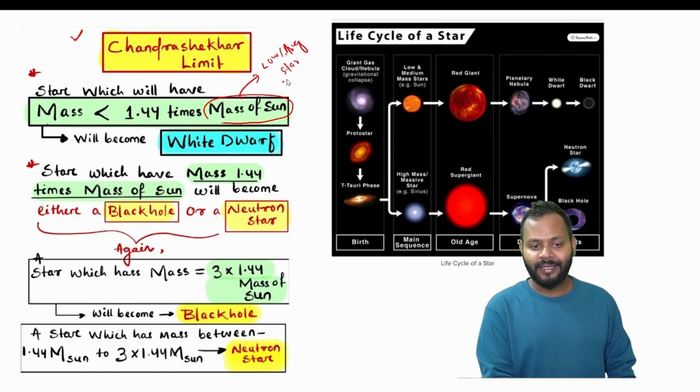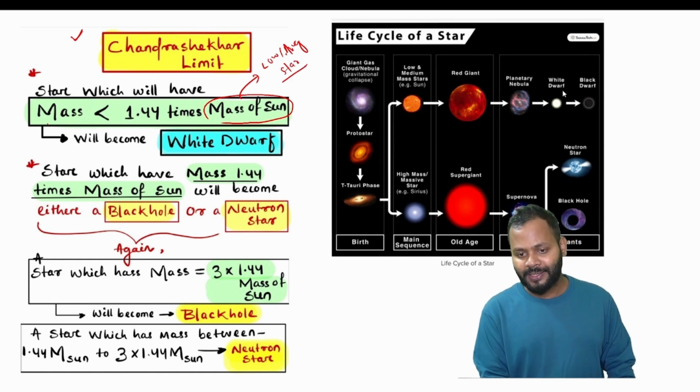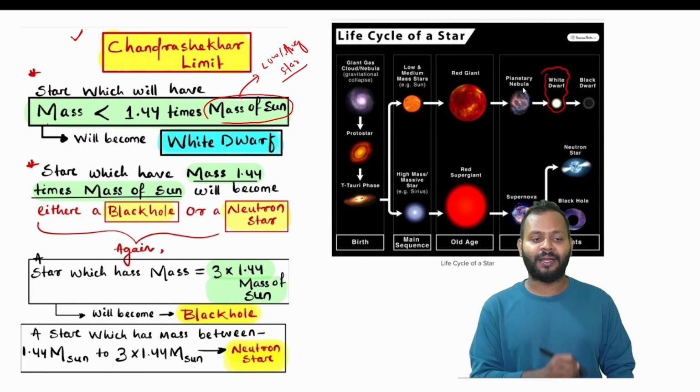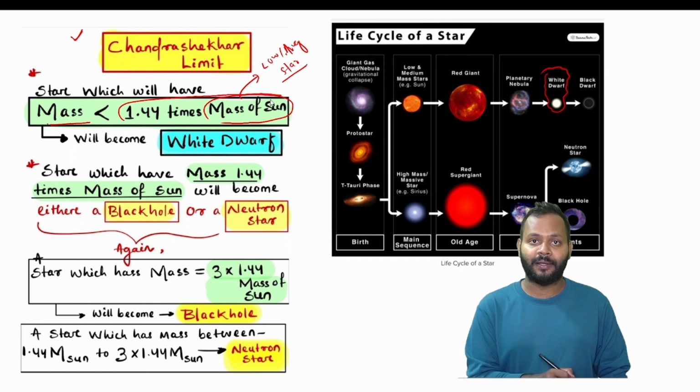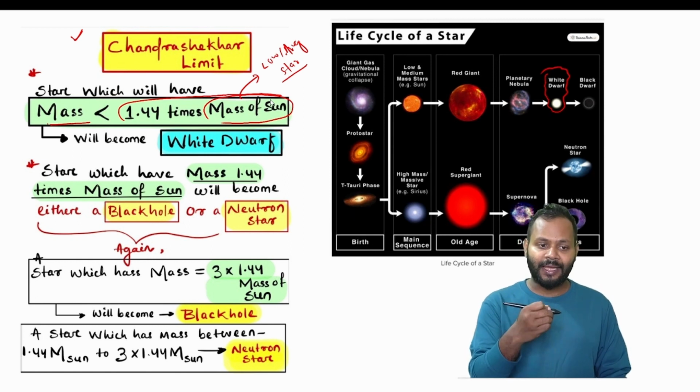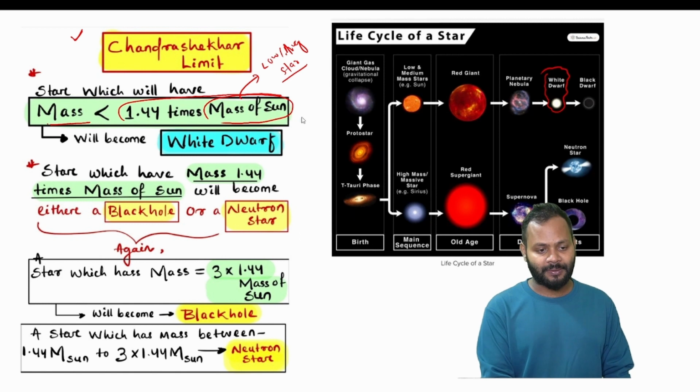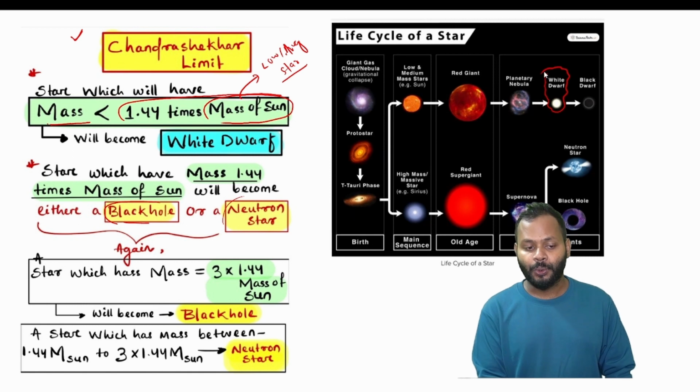Now in this low or average star, what is the consequence? A white dwarf will be the death remnant. So when the star mass is less than 1.44 times the mass of the sun, it will form a white dwarf. It will not form a black hole nor a neutron star. It will form a white dwarf.